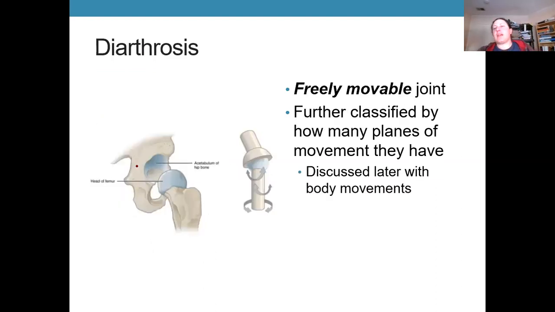When we want a joint that can move, we're going to have a diarthrotic joint. So a diarthrosis is a freely movable joint.